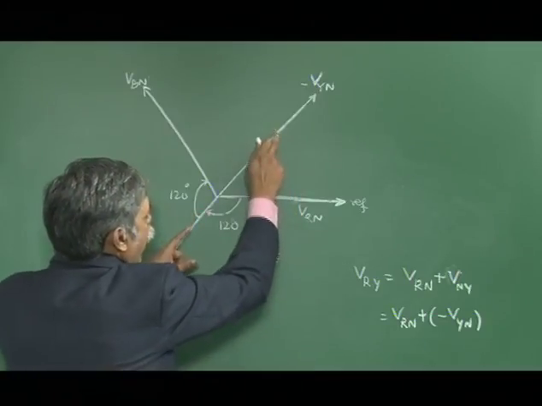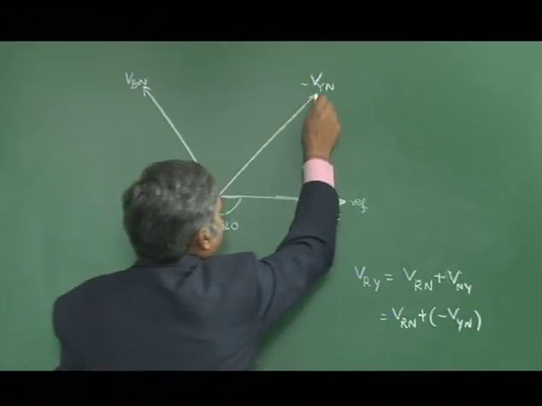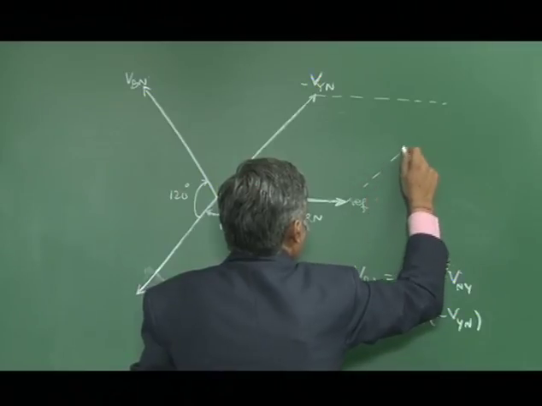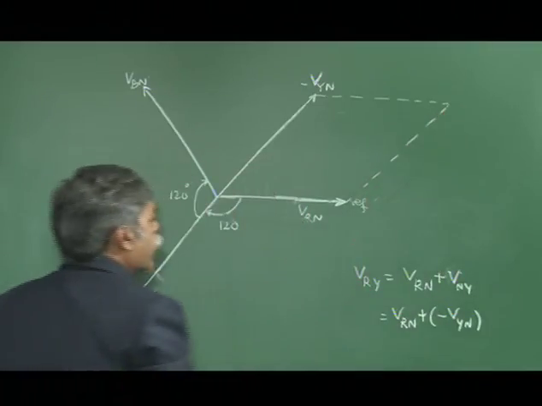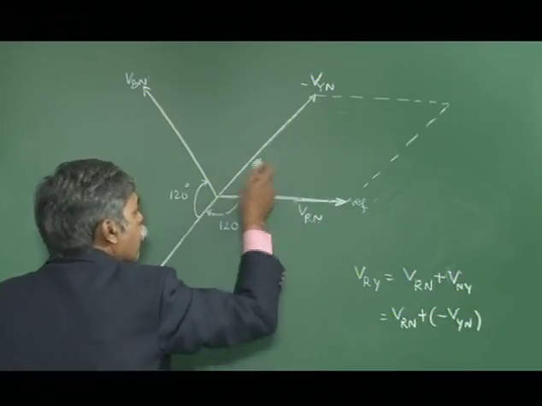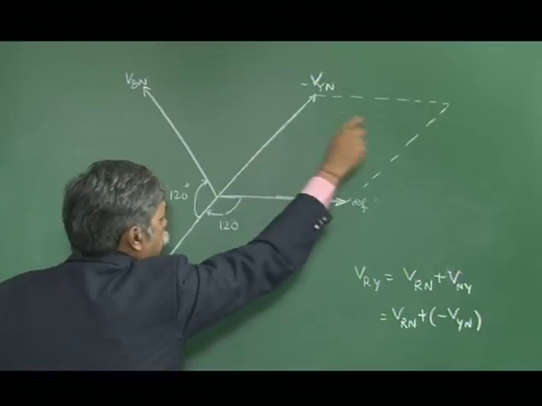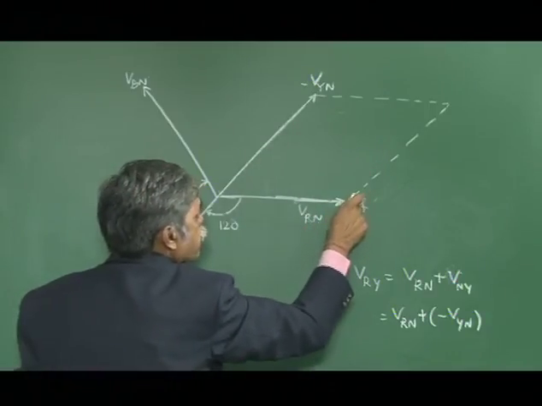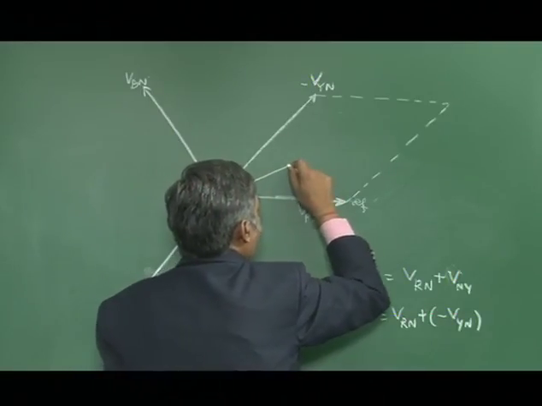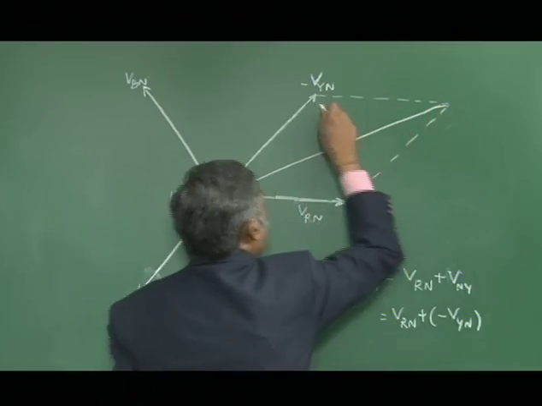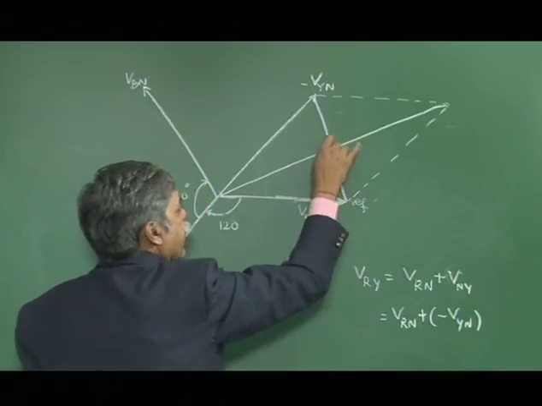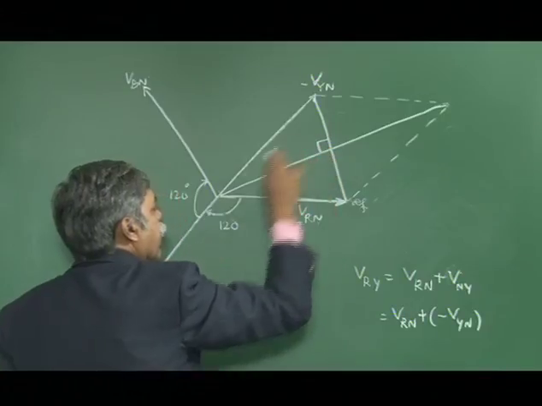Now I have to add these two vectors. So for that I will be completing the parallelogram. I have shown you that the magnitude of VRN and the magnitude of VYN are both equal. That means in this parallelogram all the 4 sides are equal. So since all the 4 sides are equal, as per the characteristics of this parallelogram, the longer diagonal and shorter diagonal bisect each other. So therefore this angle is 90 degrees.